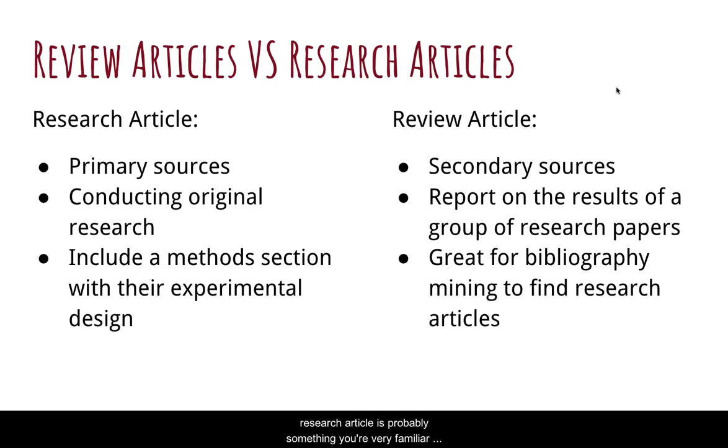The research article is probably something you're very familiar with. It's where a scientist does a study of some sort and reports back on it, and there's an introduction and methods and results and conclusion sections, those sorts of things, and they're reporting about one study that they did. A review article is a review of a bunch of research articles. So that is usually an article that is synthesizing a bunch of primary research articles and trying to determine what we can tell more broadly from looking at all these studies together. So research articles are considered a primary source, review articles a secondary source.